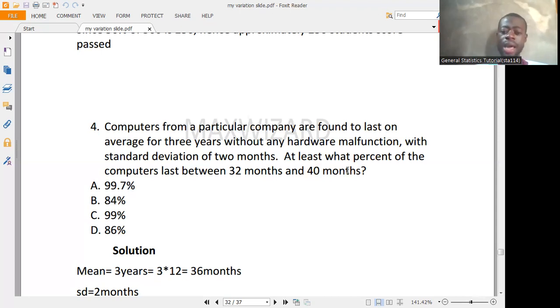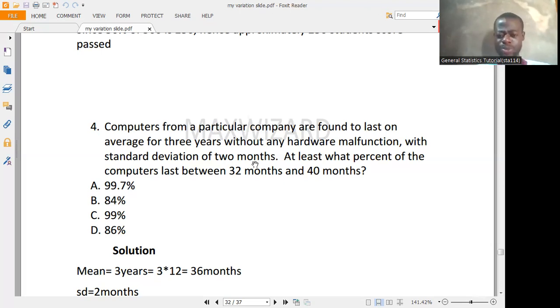That means here you are to first convert the years you have here into months. So 3 years can be converted into months. That will give you 36 months. Because in fact, a year is 12 months. So that means 3 years will be 3 times 12, and that is 36 months. So that means indirectly, the average or the mean is 36 months.